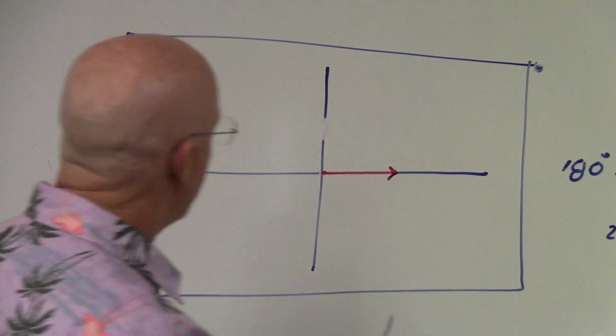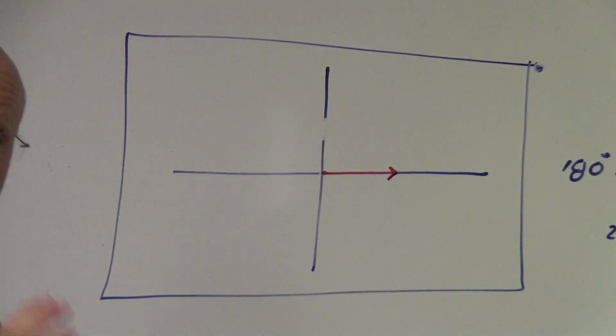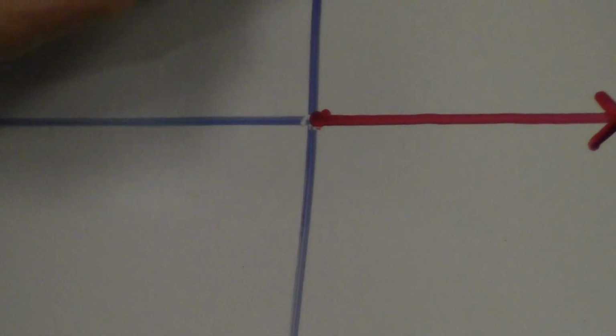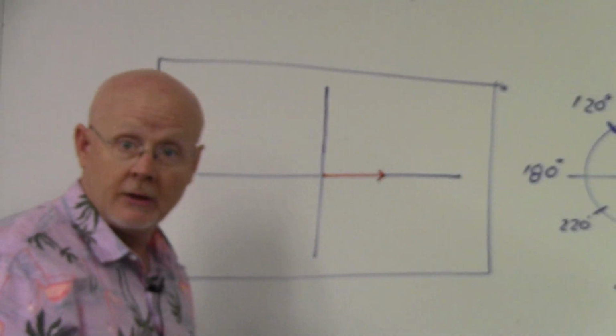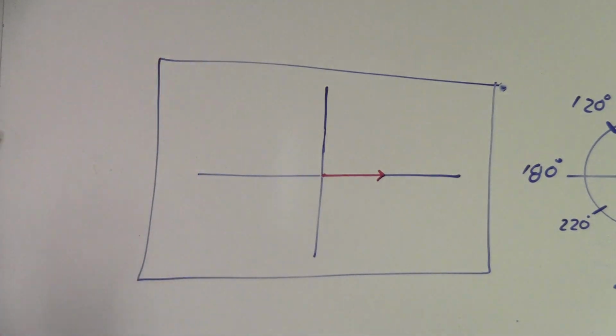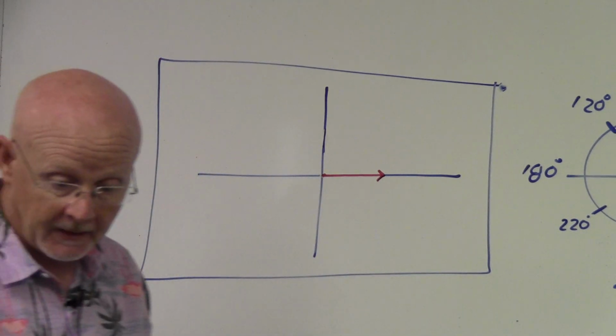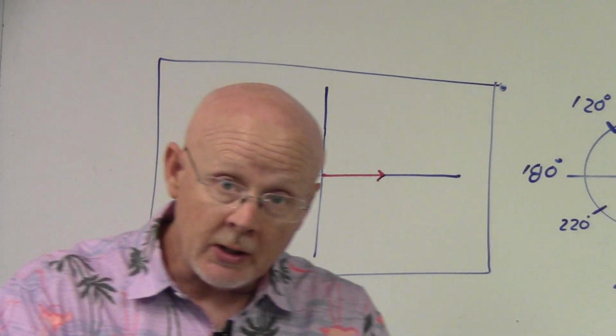Maybe I'll even put an arrowhead on it to show that this is the direction of that force. And notice then the 0 degrees is right along the x-axis. So I've got my first one right there. Okay? Now, what do I do with the second one?